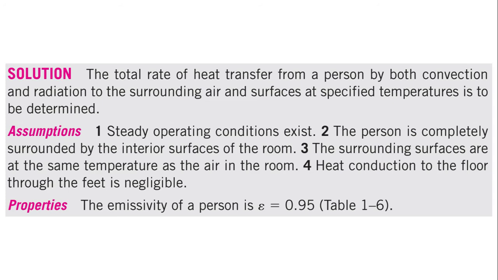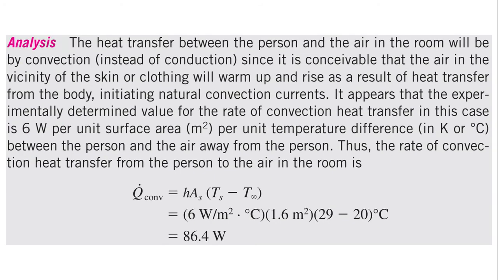So the property that we are going to need is the emissivity of a person, and it can be taken from the book that I have already told you, from table 1-6. The emissivity of a person can be taken as 0.95.